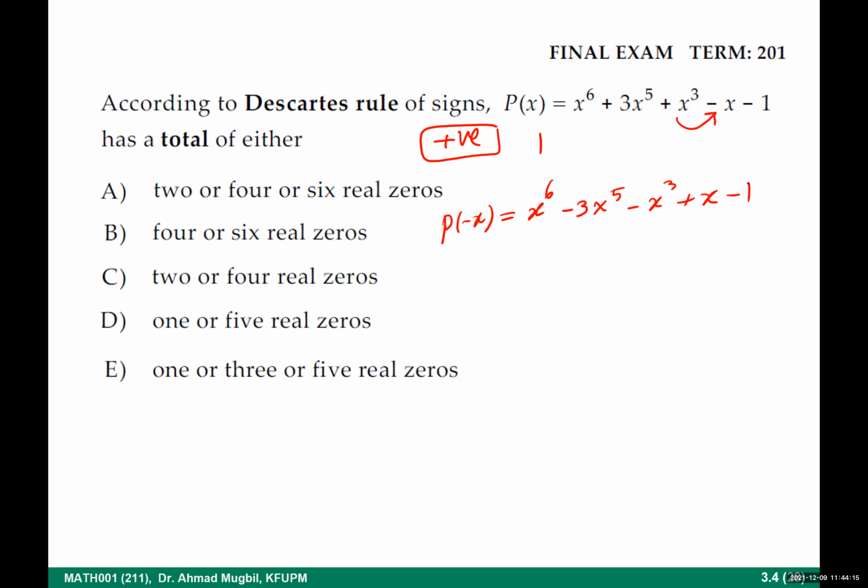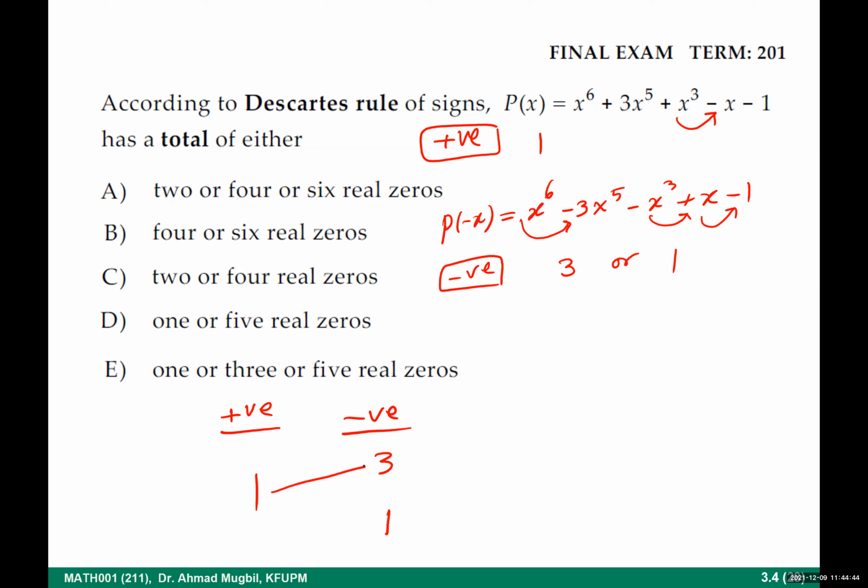This will be -1. Now, what is the number of changes? How many variations? 1, 2, 3. So this means that the negative real zeros are what? 3 or 1. So now let's calculate the possibilities. We have positive only 1, negative, we may have 3 or 1.